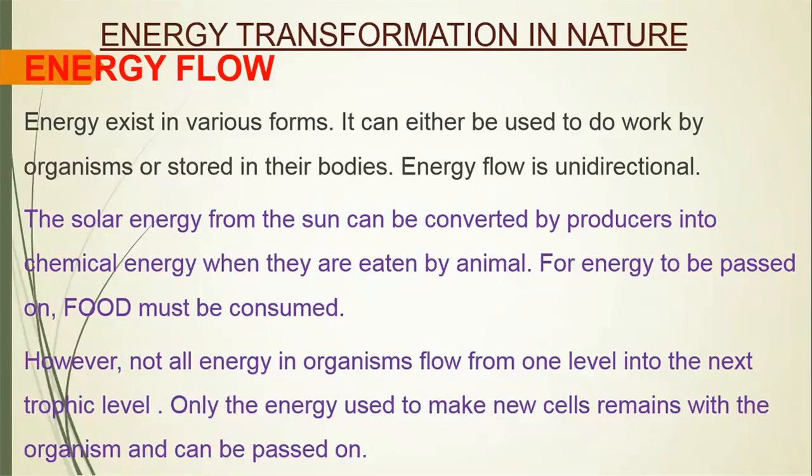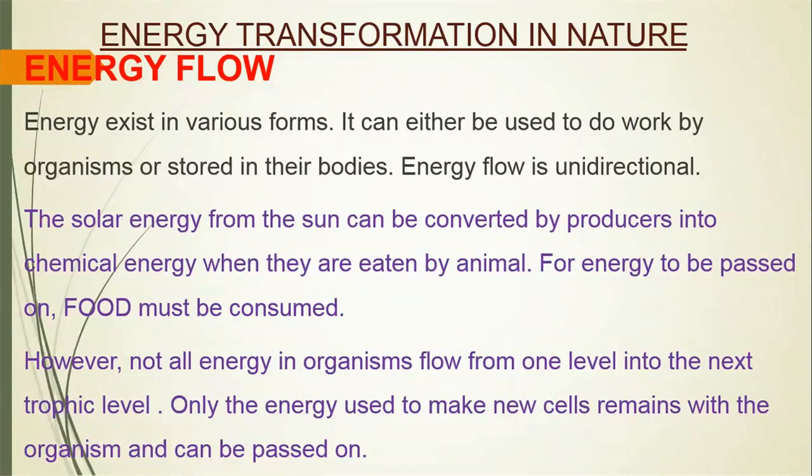Now, the solar energy from the sun can be converted by producers into chemical energy. That means when organisms like the primary consumers feed on the producers, what they get is food, and that food becomes chemical energy in their body. Also you as a person, when you eat food, it becomes chemical energy in your body. This chemical energy can also be converted to another form of energy like kinetic energy. So for energy to be passed on, food must be consumed. So no food, no energy.